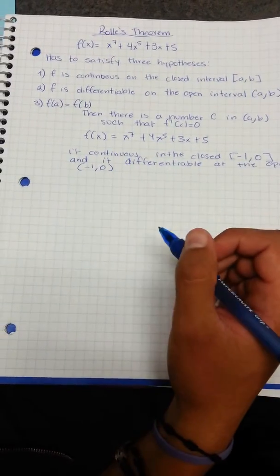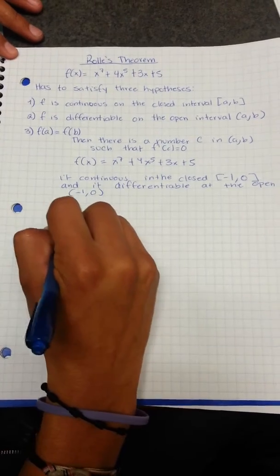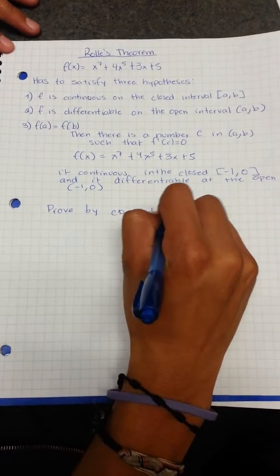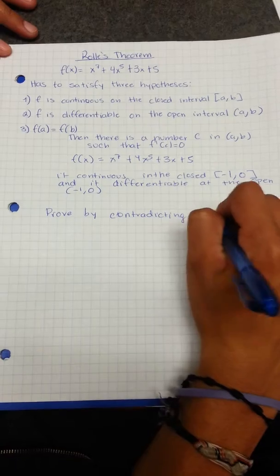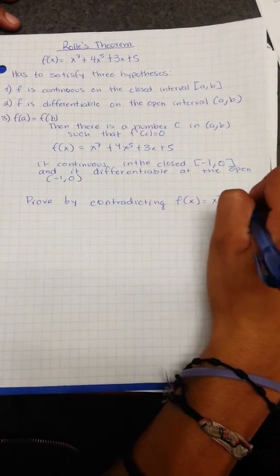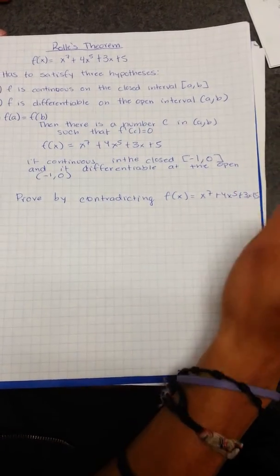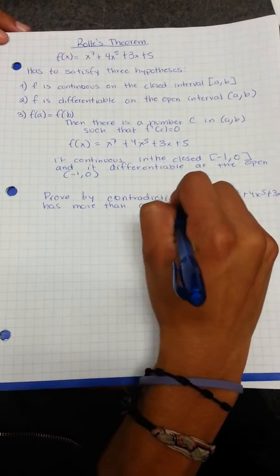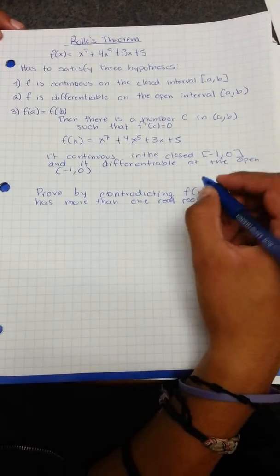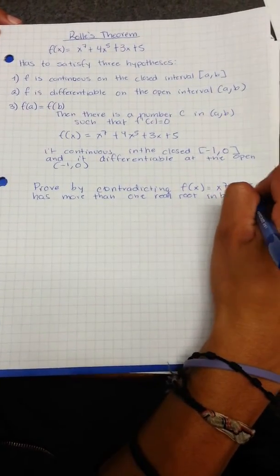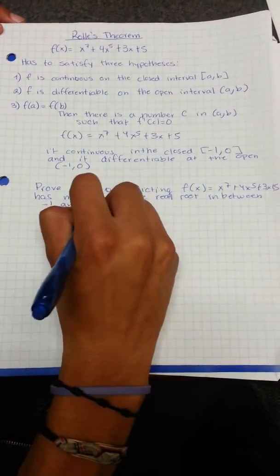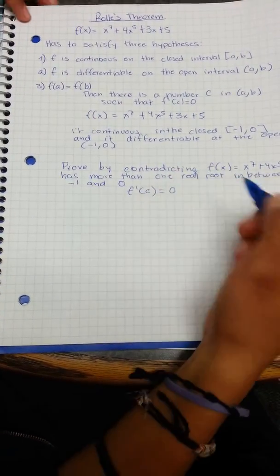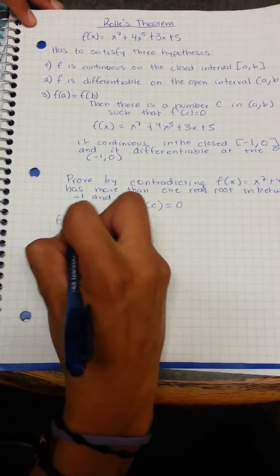By proving this, we have to contradict our statement. So we're going to prove it by saying that our function has more than one real root in between -1 and 0. So this means our derivative, at some number we'll call c, has to be equal to 0.